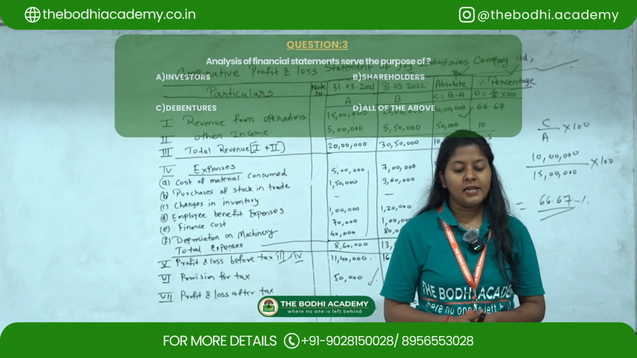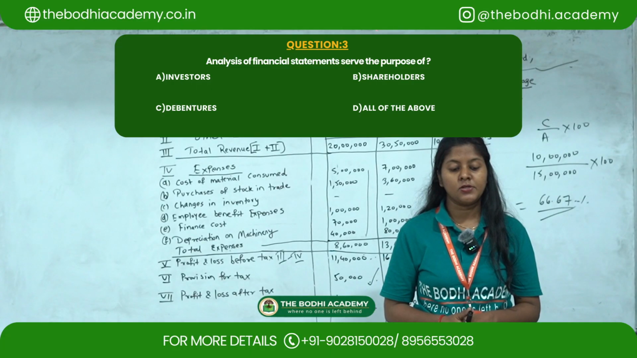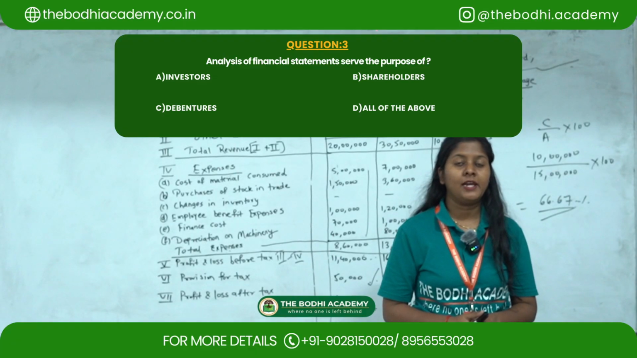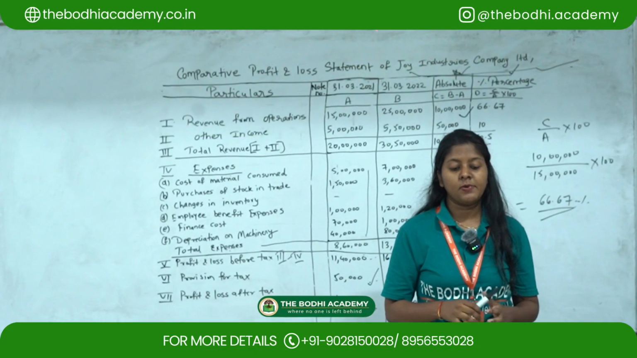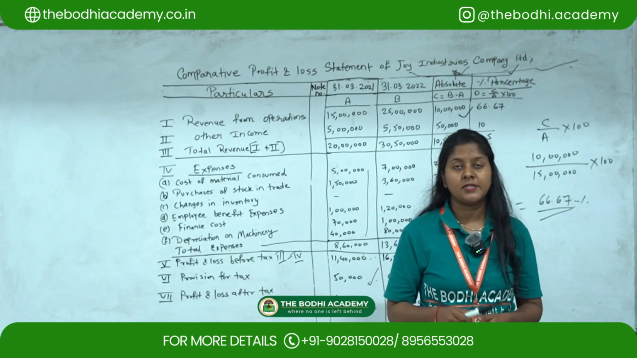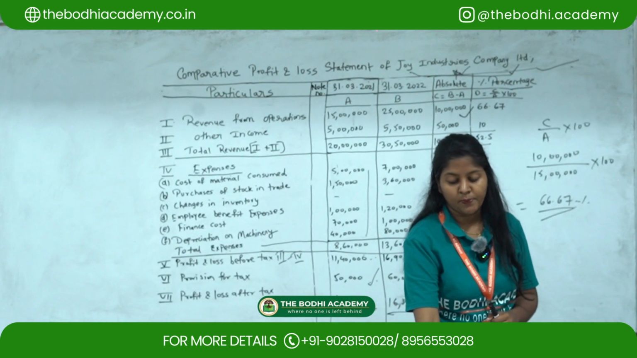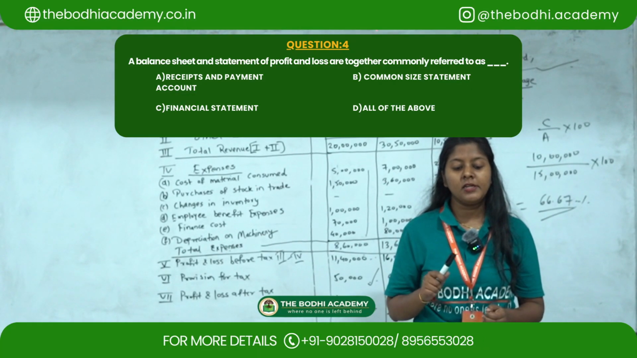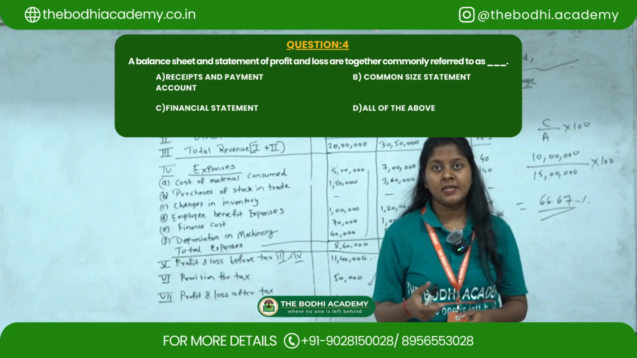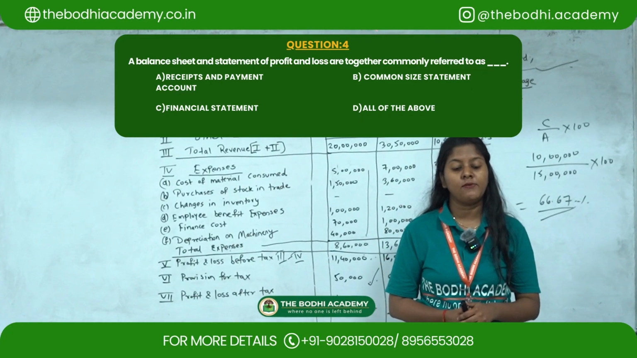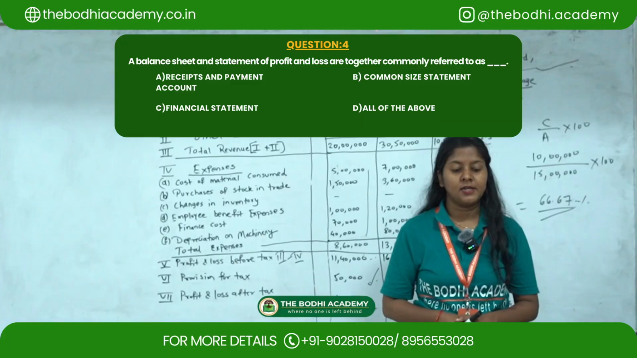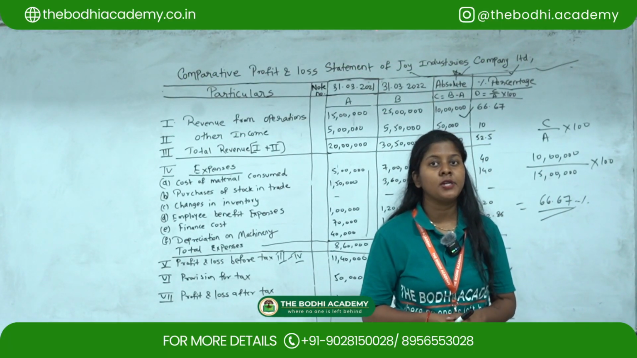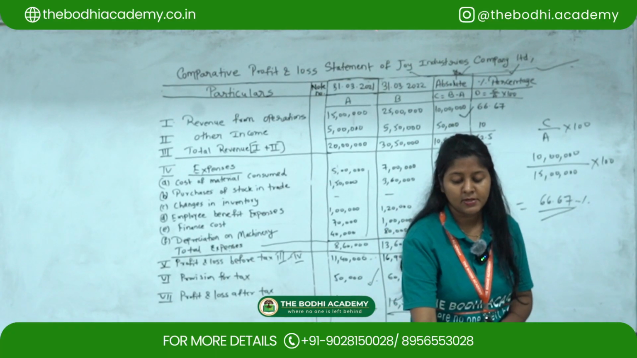Next MCQ: analysis of financial statements serves the purpose of investors, shareholders, debenture holders, and all of the above. So the correct option is all of the above, because it gives information to all investors, shareholders and the debenture holders also. Next, balance sheet and statement of profit and loss are together commonly referred to as dash. The options given are receipts and payment account, common size statement, financial statement, or all of the above. So the correct option is financial statement. The balance sheet and profit and loss statement are basically financial statements.